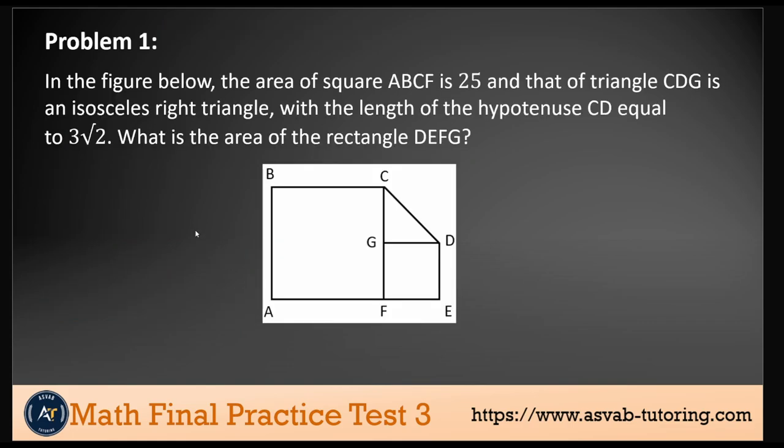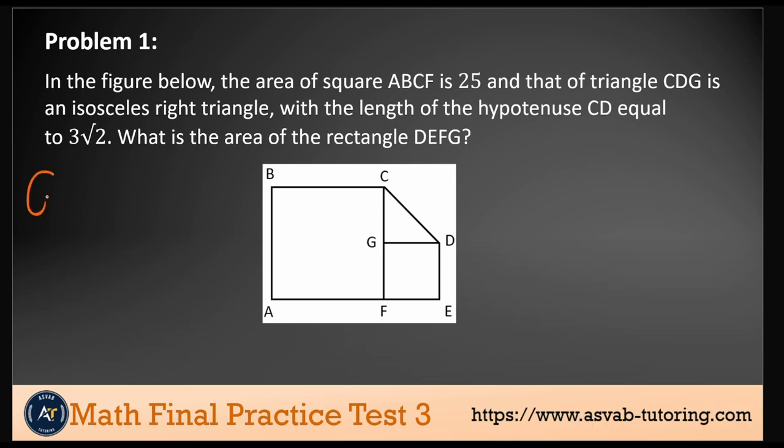In the figure below, the area of square ABCF is 25, and triangle CDG is an isosceles right triangle, with the length of the hypotenuse CD equal to 3 multiplied by the square root of 2. What is the area of the rectangle DEFG? Now, of course, I'll let you give a try first before I take a crack at it. Okay, I'm assuming you've already given it a try. So let's solve this together.